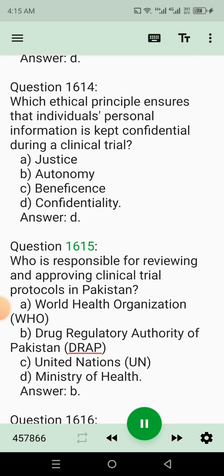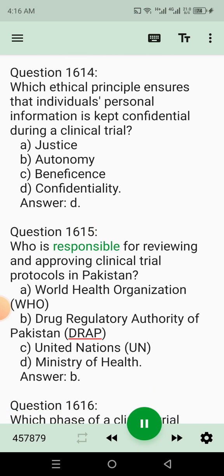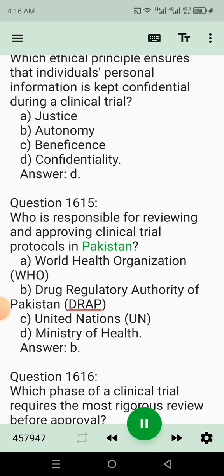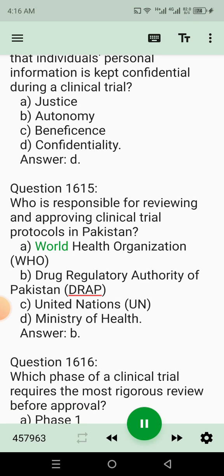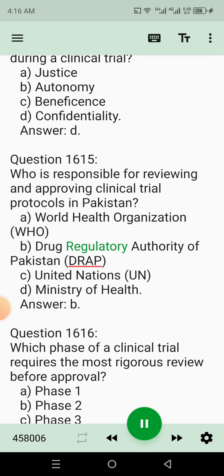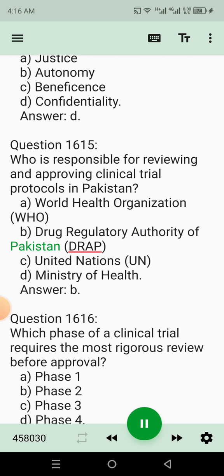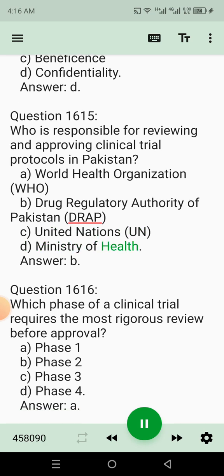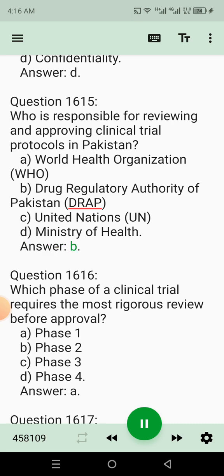Question 1615. Who is responsible for reviewing and approving clinical trial protocols in Pakistan? A. World Health Organization (WHO). B. Drug Regulatory Authority of Pakistan (DRAP). C. United Nations (UN). D. Ministry of Health. Answer: B.